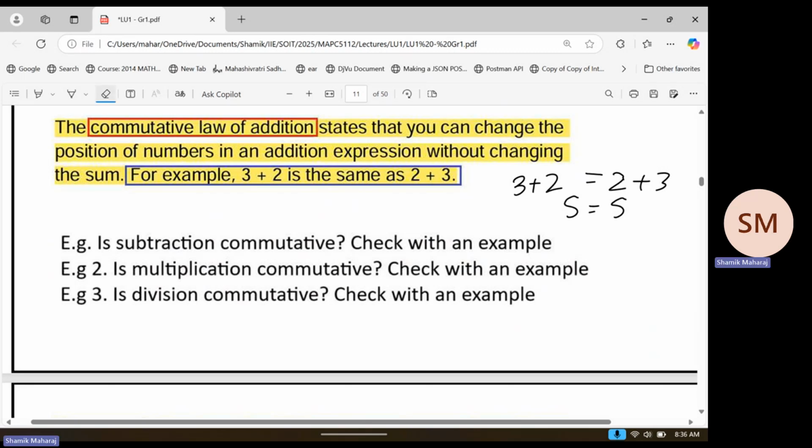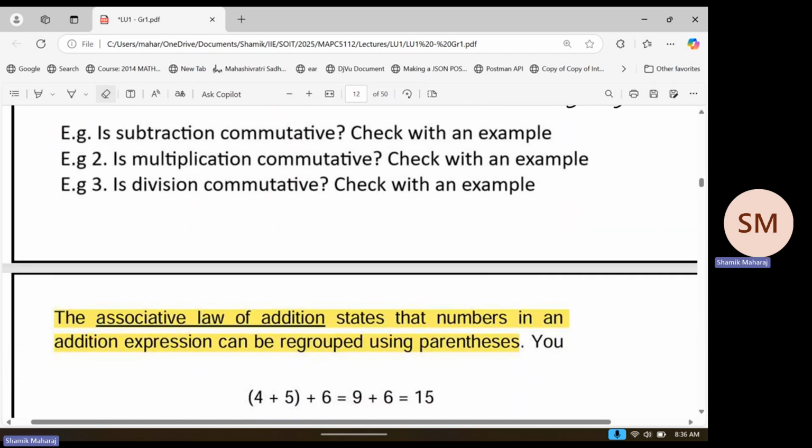Now thinking about that, can you guys tell me, does subtraction commute? 2 minus 3, is it the same as 3 minus 2? It's not the same, right? That's correct. So we'll write it like this: 3 minus 2 is not the same as 2 minus 3. So subtraction does not commute.